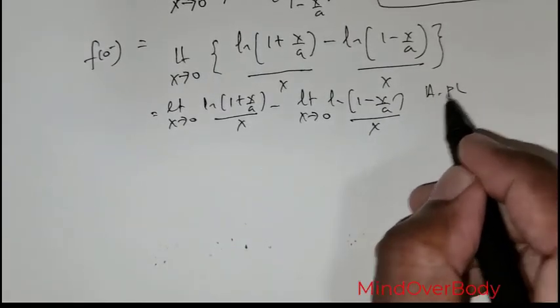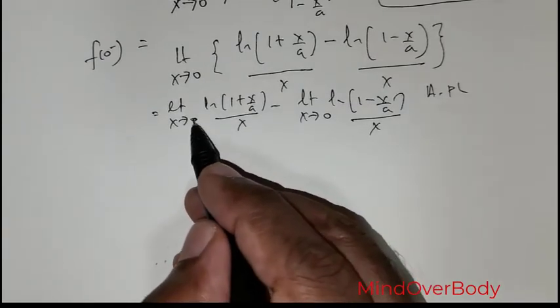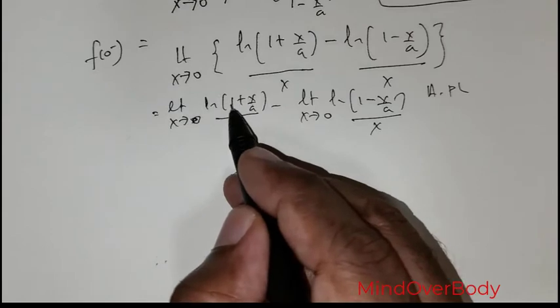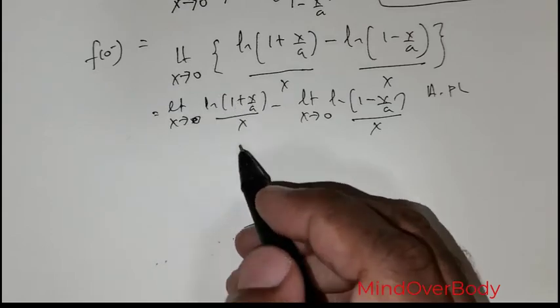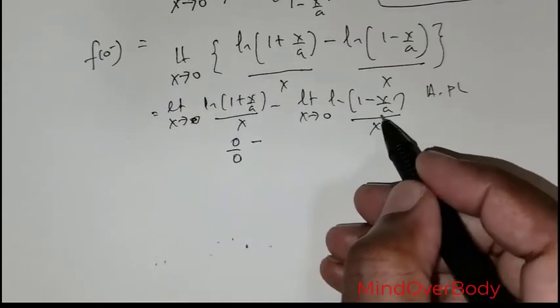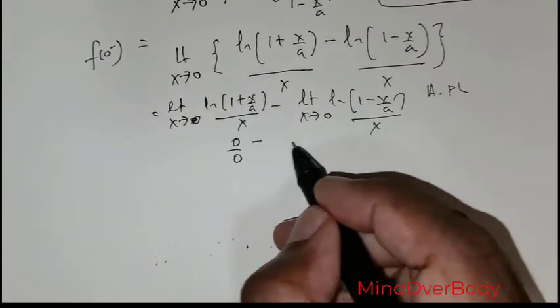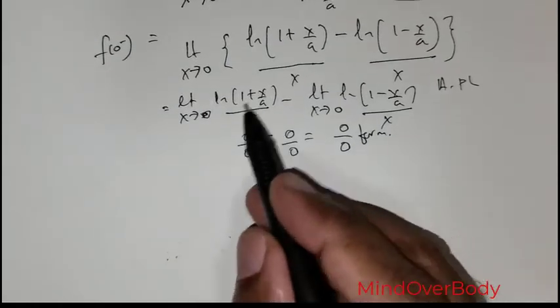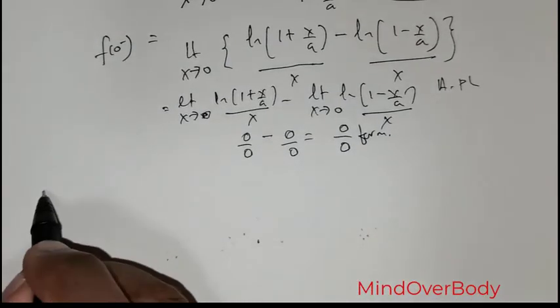Now applying limits, what do you get? X is tending to 0, so this is going to be 0, positive 1, that's going to be 1, so ln of 1 is going to be 0, giving 0 divided by 0. Similarly in this case you get the 0 over 0 form. For solving this, I'm going to show you a simple trick.